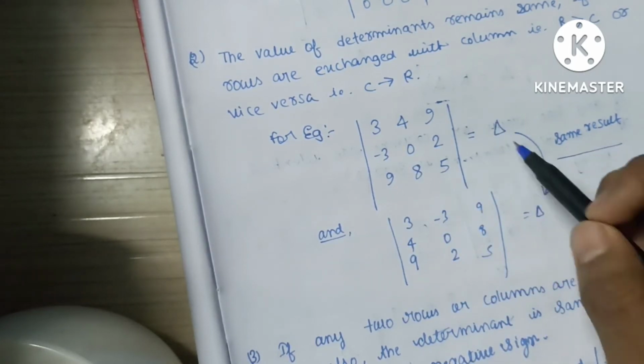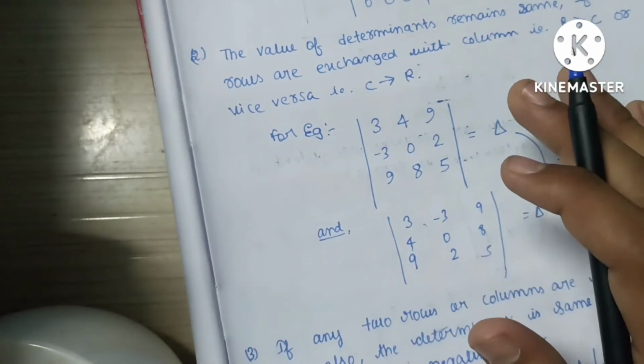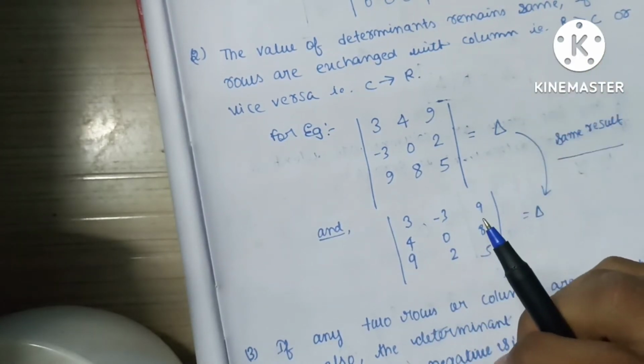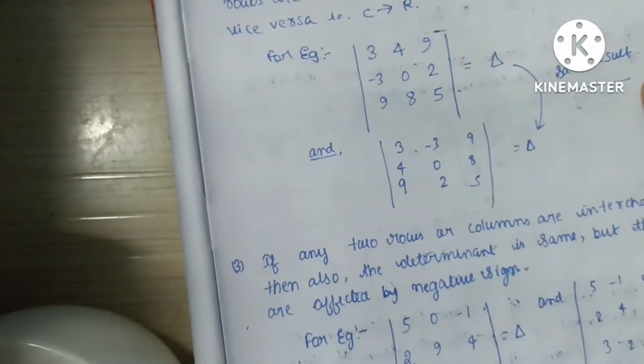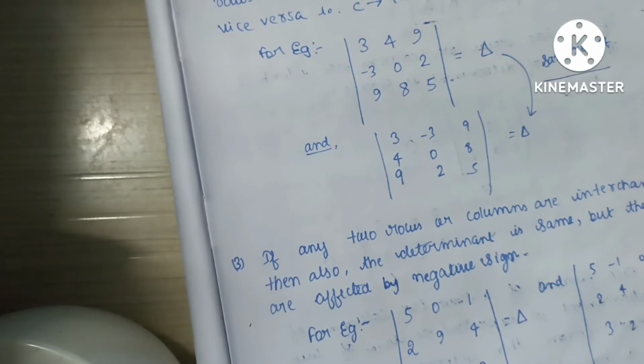But the answer of the determinant, that is delta, is not affected. This is the important property of a determinant. So we can use this in solving various problems of the equations. In the exercise part we need to apply this type of properties to solve the determinants.